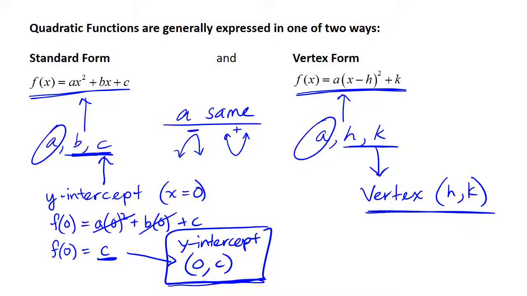When you're in vertex form, you're given the vertex right away. Both have value, and it really depends on what you're doing, whether you would prefer to have one or the other. The a, though, is the same in both.